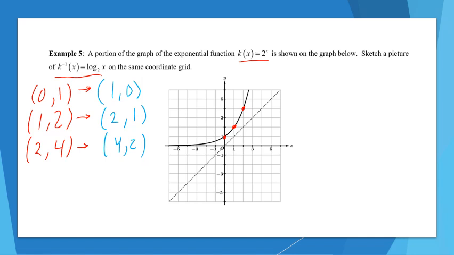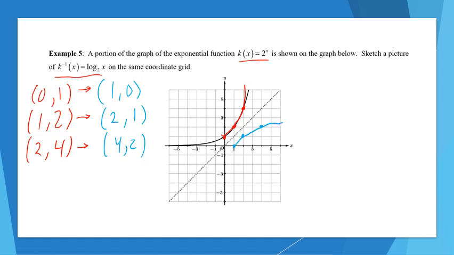Once we have this, we can plot them. So (1, 0), (2, 1), (4, 2). That's perfect there. And then taking a look at this, we see that this is going to shoot up forever. And so the inverse will probably go like that.